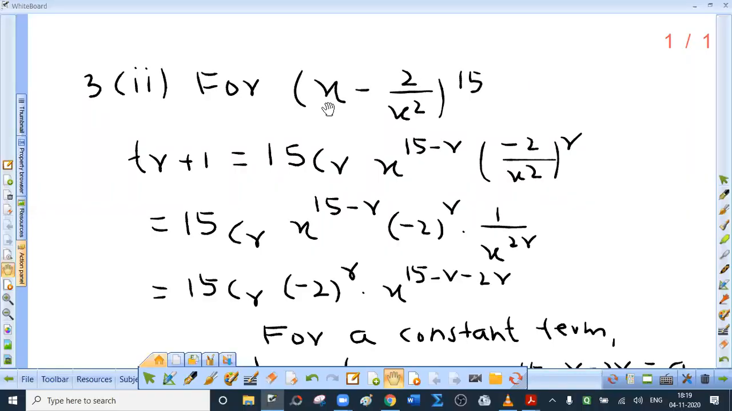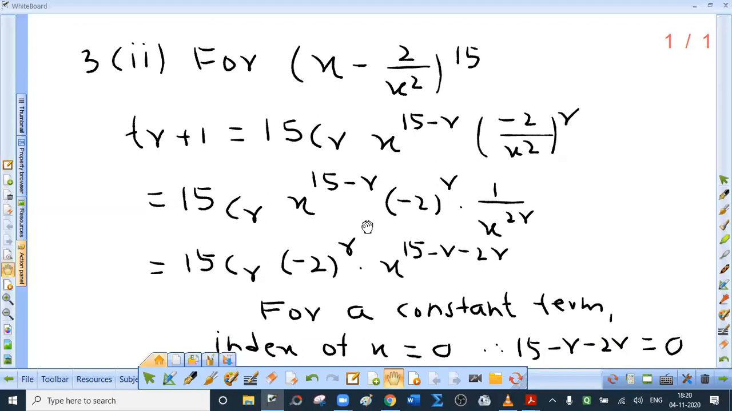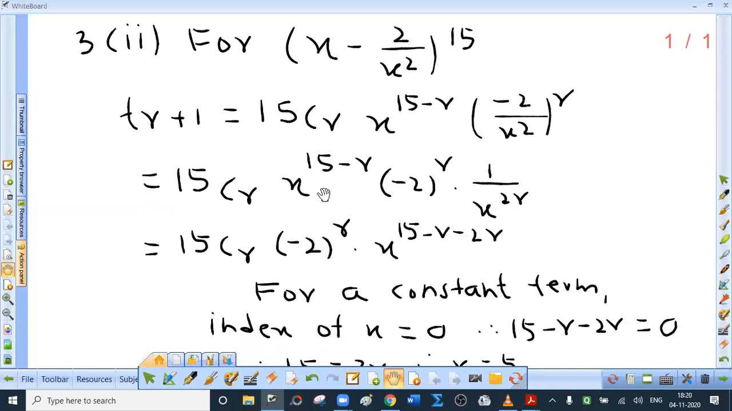We are asked to find the constant term in the expansion of (x minus 2 upon x square) raised to 5. The donkey method is just to go on expanding and see which is the constant term. But we will use the shortcut method. First, I obtain the general term in the expansion. For that, I have to separate the constants, and I must obtain a single term in x using laws of indices. Why? Because I have to equate the index of x with 0.